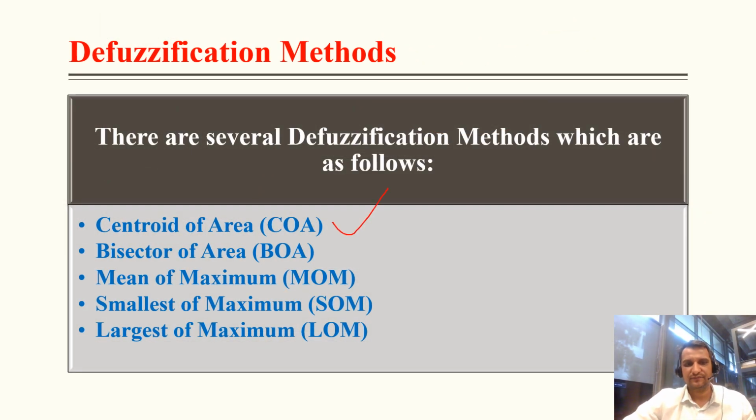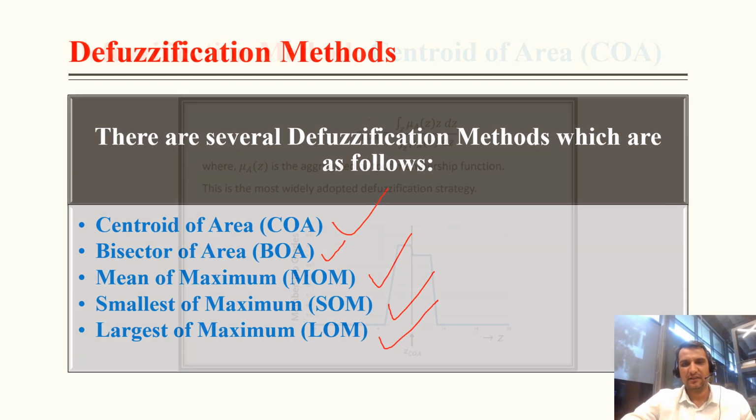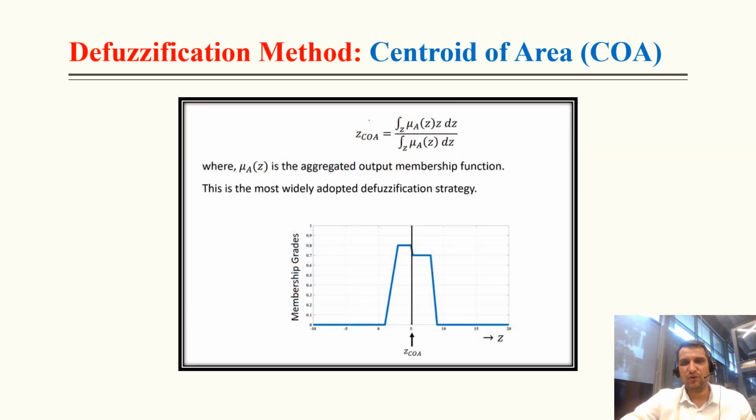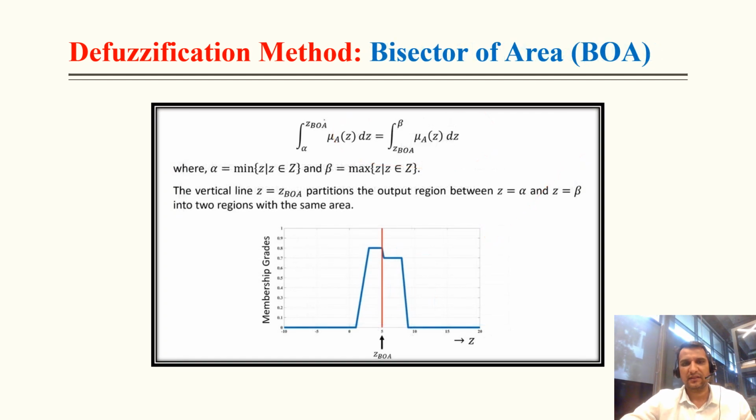Centroid of area, bisector of area, mean of maxima, smallest of maxima, largest of maxima, height method, lambda method. There are various defuzzification methods, right? So centroid of area, at least you must be aware of the formula for centroid of area. So this is the concept. Bisector of area, this will be the formula you have to take care of.